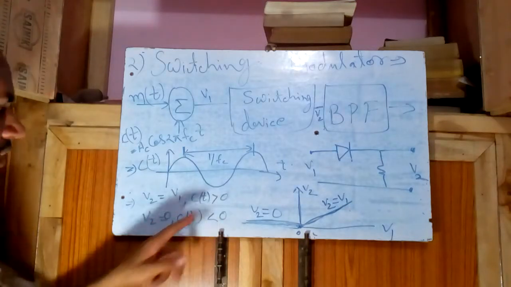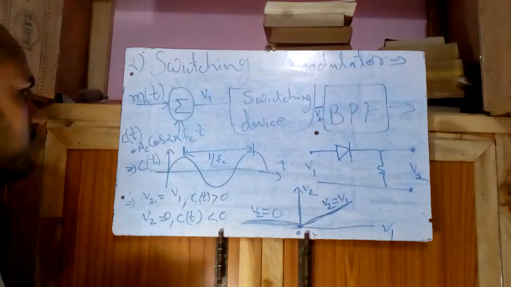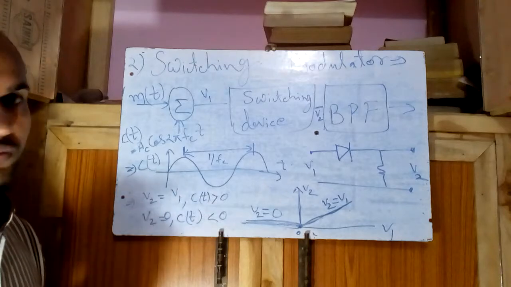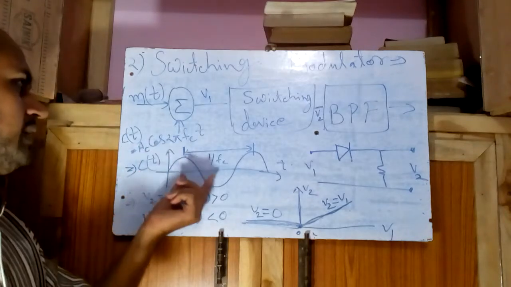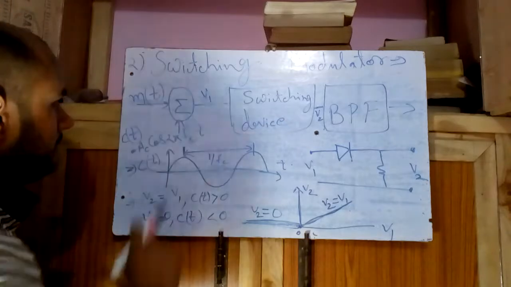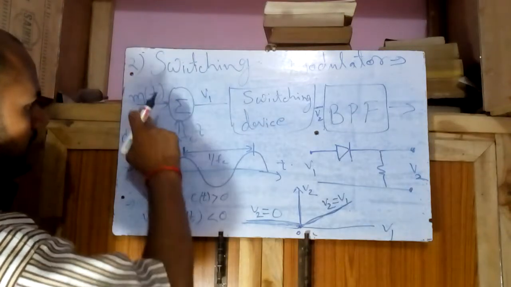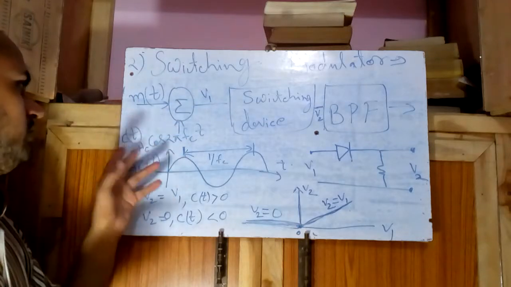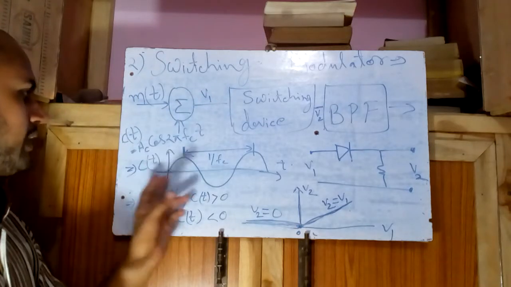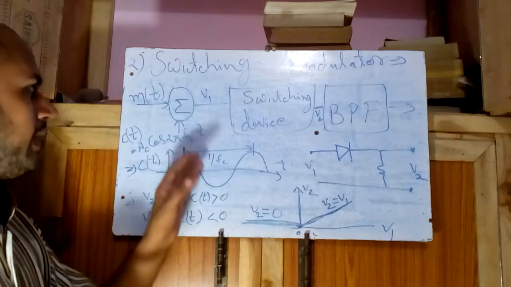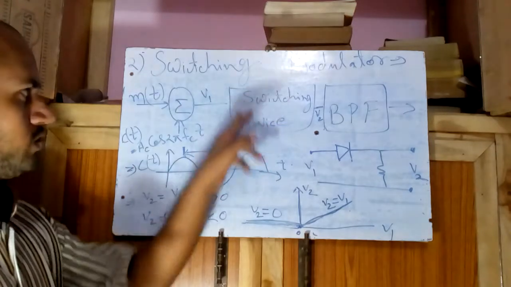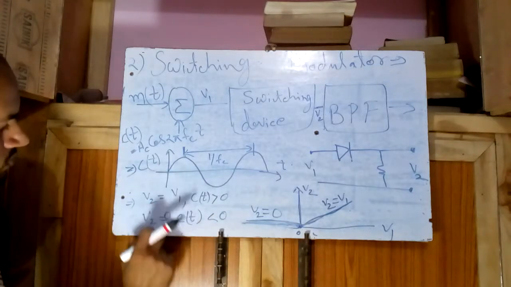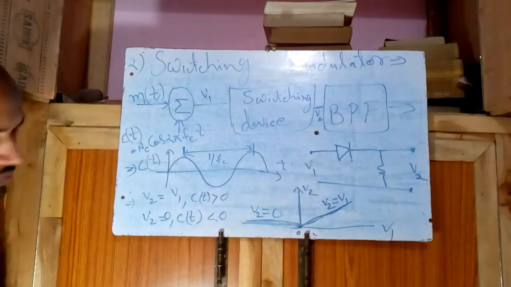Why am I saying c(t) is greater than 0 or c(t) is less than 0? Because we will make c(t) with very high strength, so that the carrier will control this switching device. Here V1 is the addition of message and carrier. Generally the message has very little strength. Then we will have to make the carrier with high strength, so that it will control the switching device. So when c(t) is greater than 0, V2 is equal to V1; when c(t) is less than 0, V2 is equal to 0.